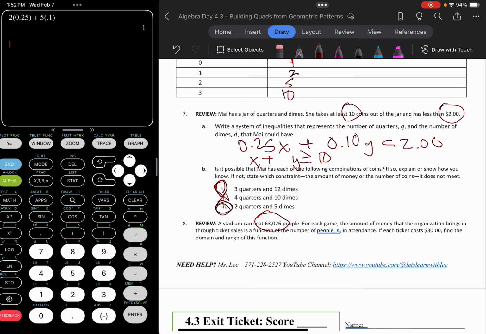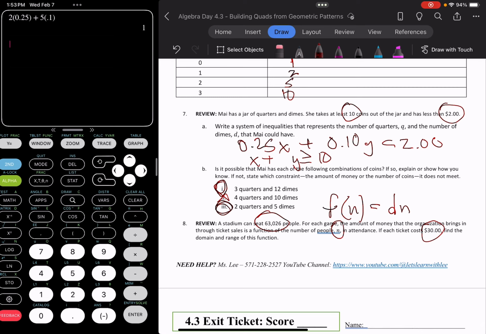All right, number 8. A stadium can seat 63,026 people. For each game, the amount of money that an organization brings in through ticket sales is a function of the number of people, n, in attendance. So f of n gives us the amount of money. If each ticket costs $30, find the domain and range of this function. So we would have money times n, so let's say dollars times n gives us how much money we can bring in through the ticket sales.